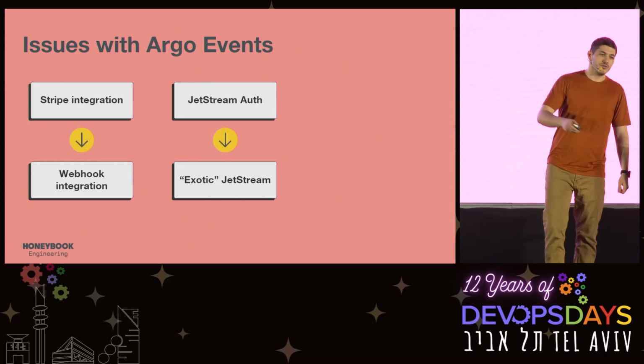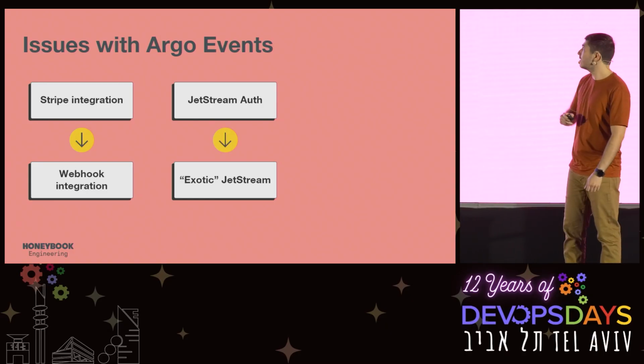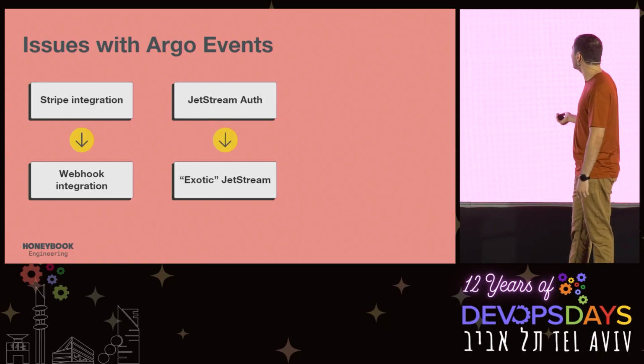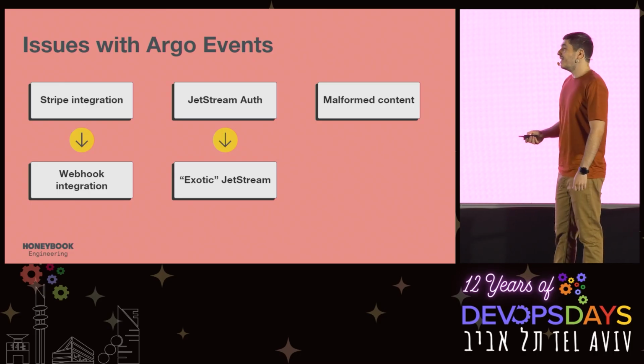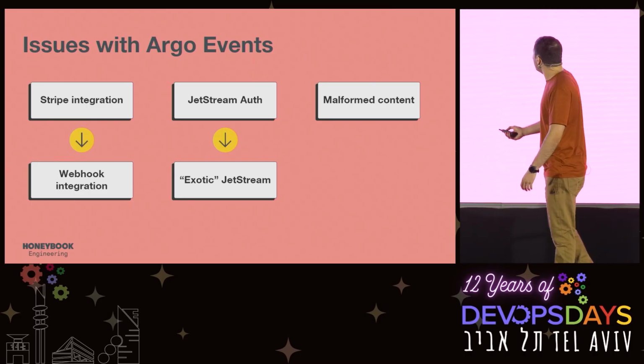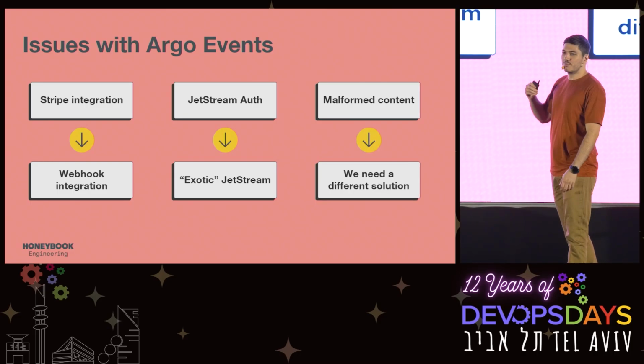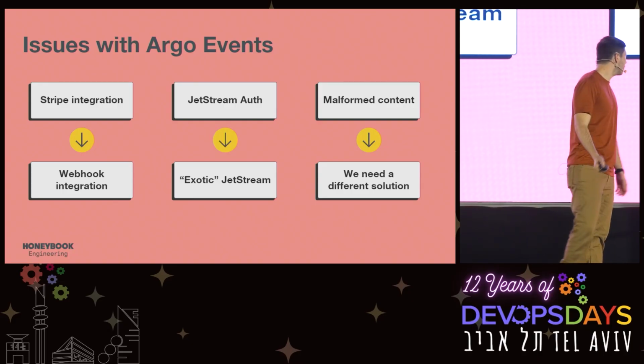But after all of those and all the flow that went, we tackled a third issue. Our dynamic environment got malformed content. And that's where we understood, well, maybe Argo Events is not our best pick for now. So, back to the drawing board.